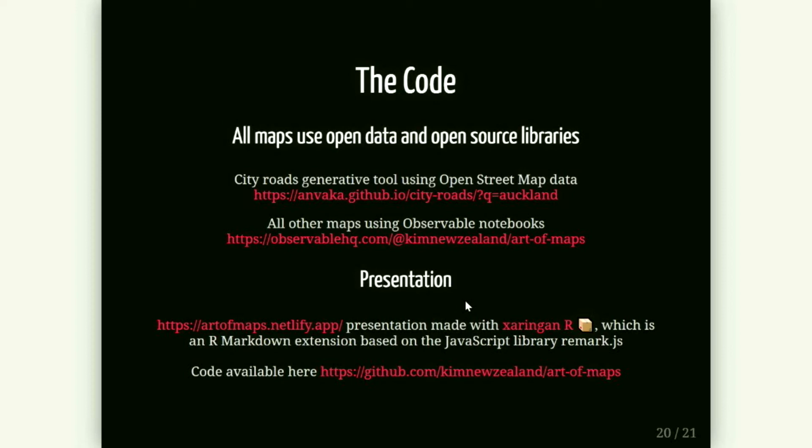Super. So as I mentioned, all the code is available. So the link, that first Auckland maps, city roads, there's the link to the tool. The Observable notebook, I've put all the maps in there. I did also sneakily make my presentation in R. It's using a package called Xaringan, but that is in itself an R Markdown extension based on the JavaScript library remark.js. So I did use JavaScript. And the code is all available on my GitHub profile.